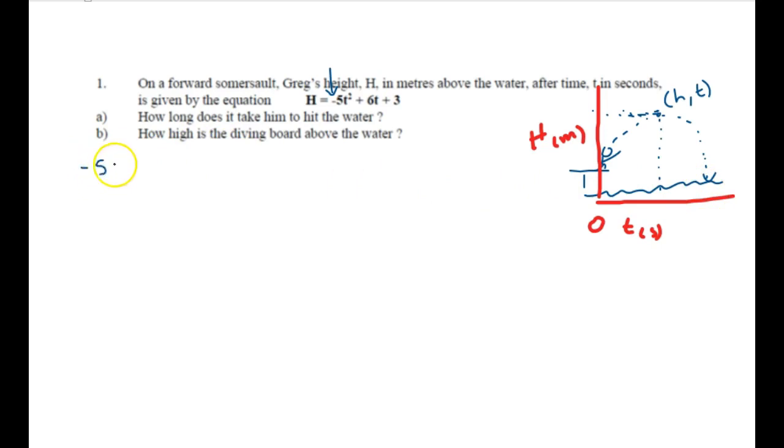When Greg hits the water, his height is actually 0. So when does this graph hit zero? Instead of writing h here now, we have a height. Height is 0 meters.